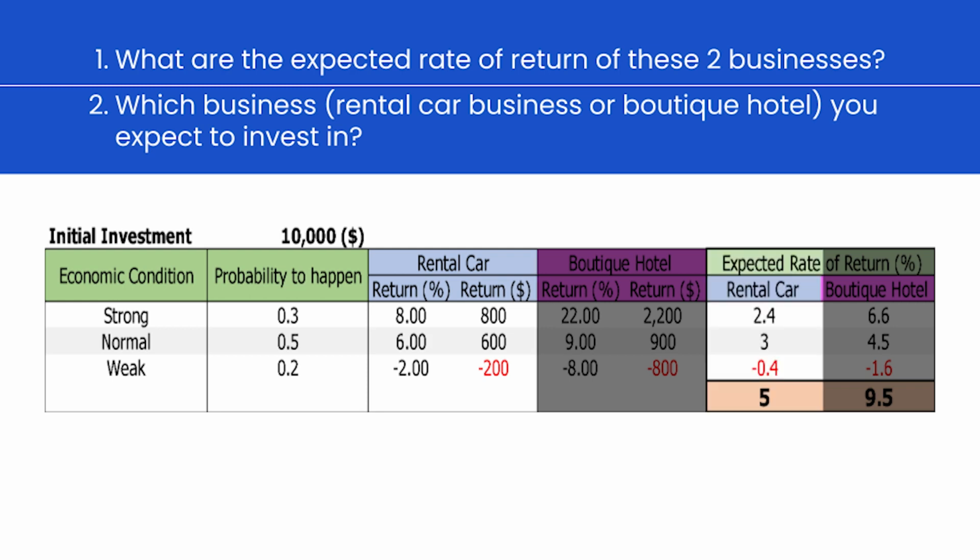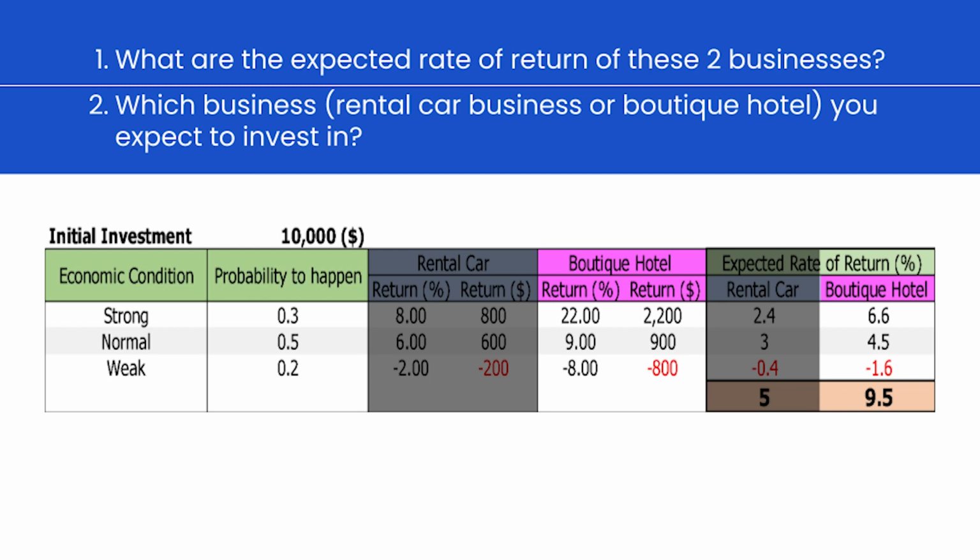After this, I suggest you multiply 0.3 by 8% for the expected return of the rental car business during strong economic conditions. We go step by step. Then you repeat the same process for the rental car business during normal and weak economic conditions. You then sum up the 2.4%, 3%, and minus 0.4%. Finally, you will get the expected return of the rental car business at 5%, as you can see in the table on this page.